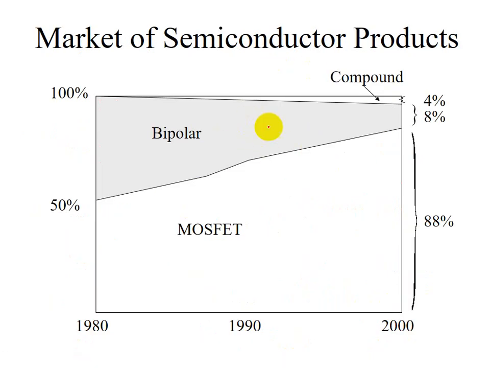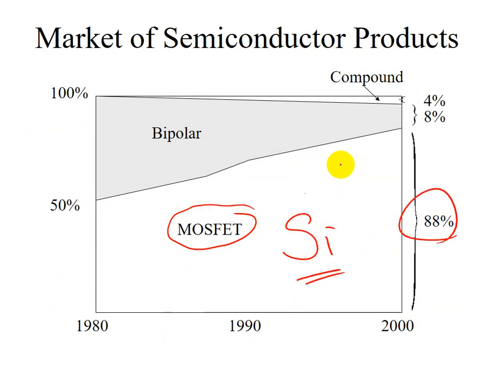Let's see. Basically for the MOS, using silicon as the substrate, it should go up to about 90%. Because a lot of applications simply use the substrate to build whatever IC you need, whatever function you need on top of the silicon wafer.